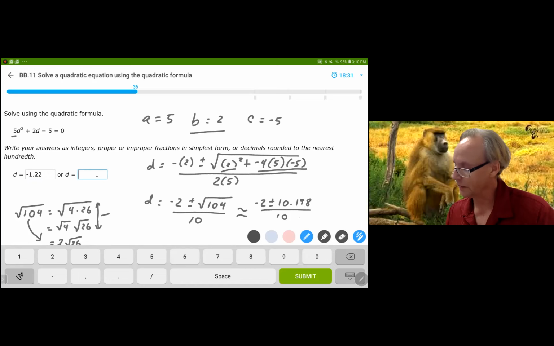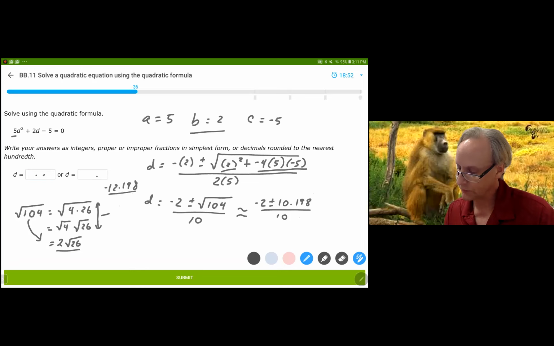I better do it. Did I mess that up? I think I messed that up. I'm going to go ahead and double check it real quick here. I know what's wrong. I end up with negative 12.198 over 10, which, yeah, it's negative 1.22.